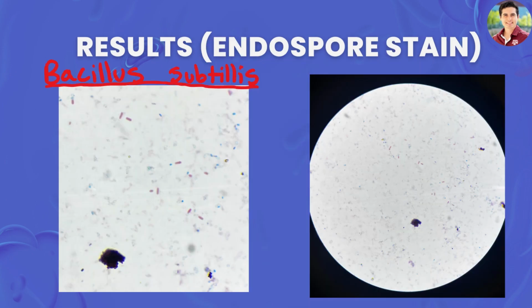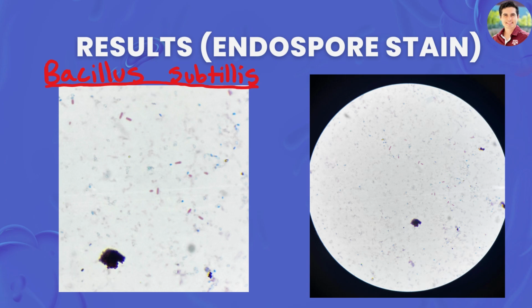And lastly, we performed an endospore stain on Bacillus subtilis, and these were the results, beginning with the pink stained bacteria. Those are considered the vegetative cells of Bacillus subtilis, which appear pink or red under the microscope. This is due to the safranin counterstain, which stains the vegetative cells but does not penetrate the endospores. Now, what is important is those endospores of the Bacillus subtilis, which appear as bright green structures within or adjacent to the vegetative cells.